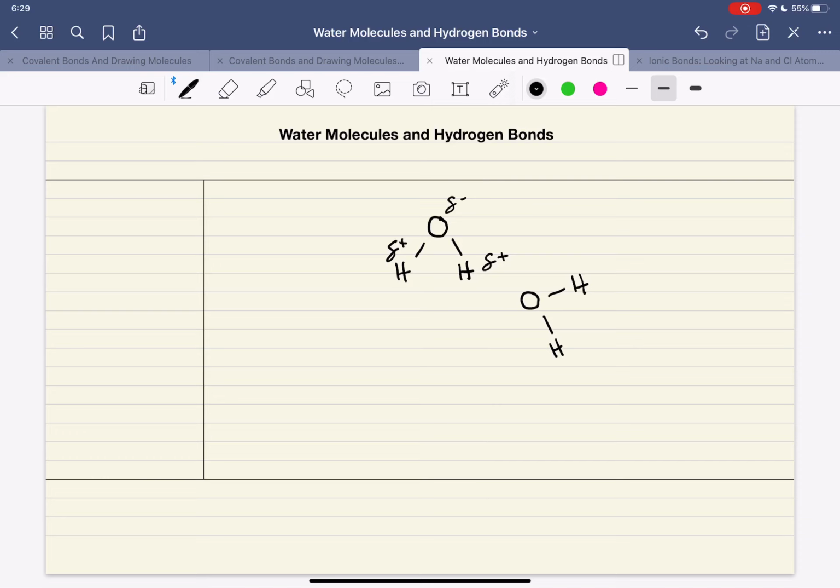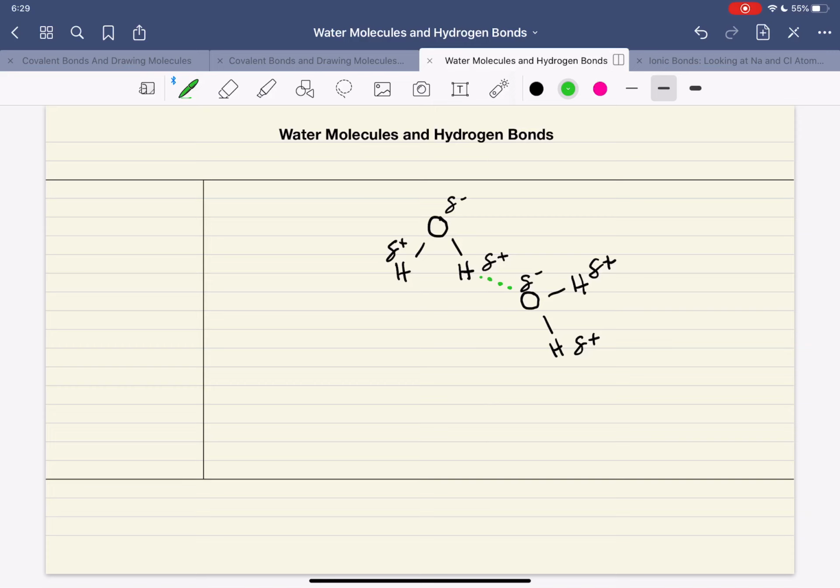So on this second water molecule, I'm also going to denote the charge. So negative, positive here, positive here. I'm going to use a different color for the hydrogen bond. I guess I'll use green. And again, we denote this with a dotted line or a dashed line. I'm going to use dots. And that's our hydrogen bond.